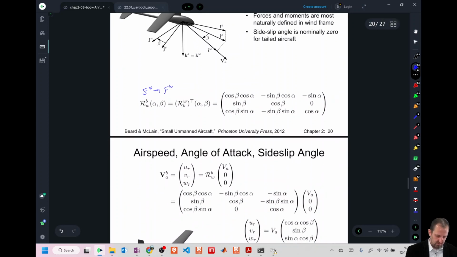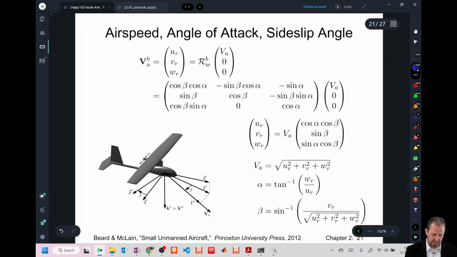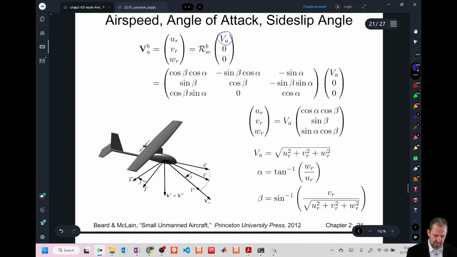Okay, now we'll transition. We're going to talk about how we get these angles based on our velocity vectors. Recall V sub A super B is our relative wind vector in the body frame, which we can obtain really easily. So we could obtain the airspeed. If we know our alpha and beta, we can quickly get V sub A super B. But in reality, typically we don't have that directly.